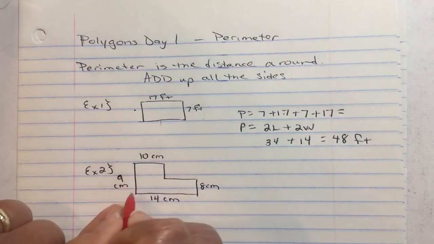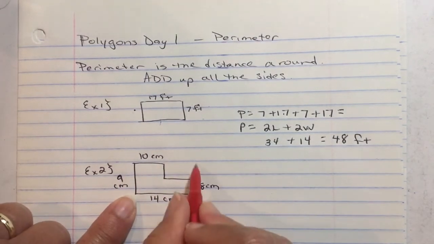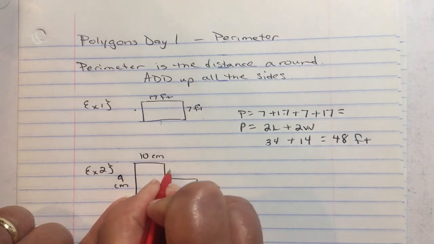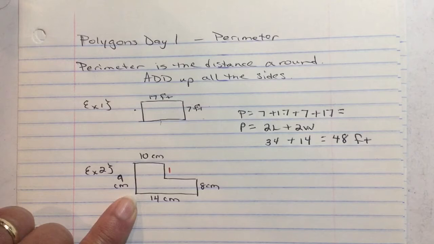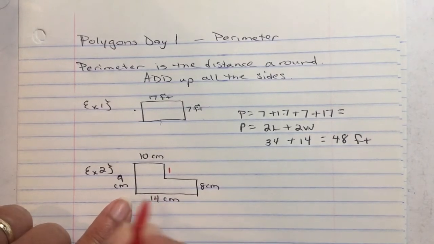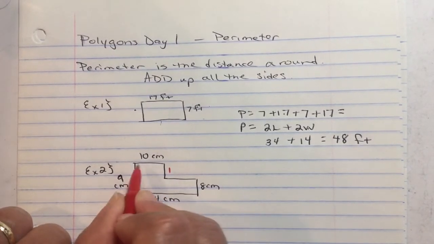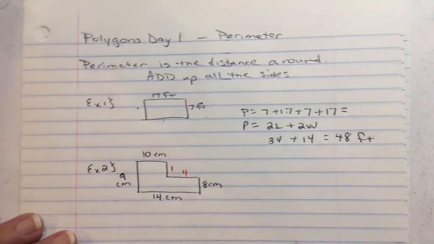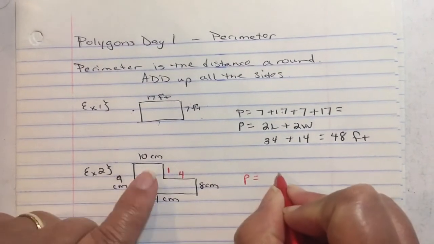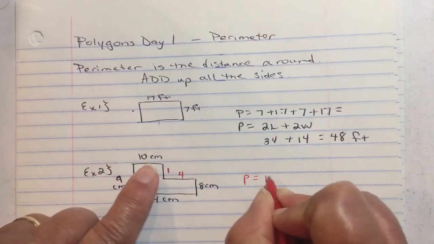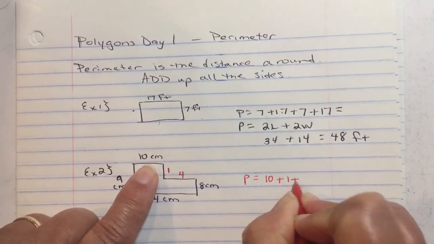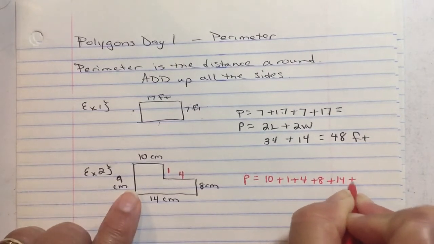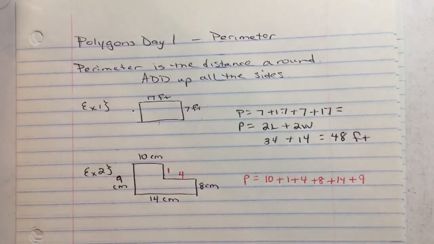This whole left side is 9, so the whole right side would also be 9. So if this is 8, that leaves 1 unit left for here. Across the bottom, it's 14. This portion is 10, leaving 4. So when you calculate the perimeter, you can start at the top or anywhere you'd like. I'm going to go to the right. 10 plus 1 plus 4 plus 8 plus 14 plus 9.